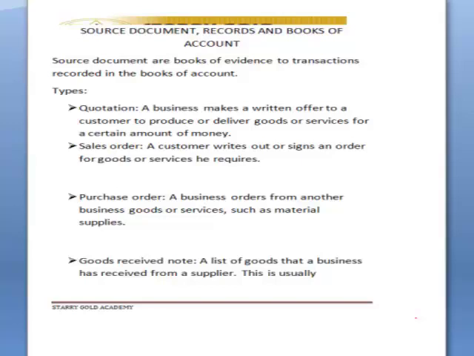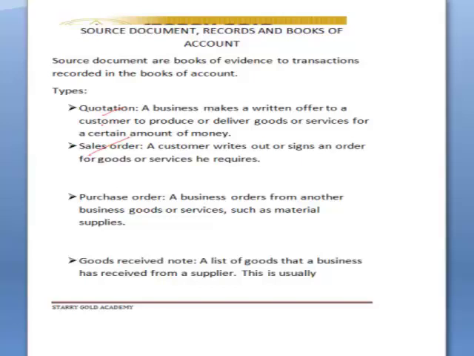They are: one, quotation. A business makes a written offer to customers to produce or deliver goods or services for a certain amount of money. That is what we call quotation. Two, sales order is a source document. A sales order is a customer's written or signed order for goods or services he requires.